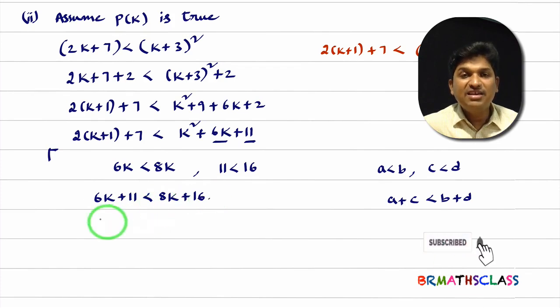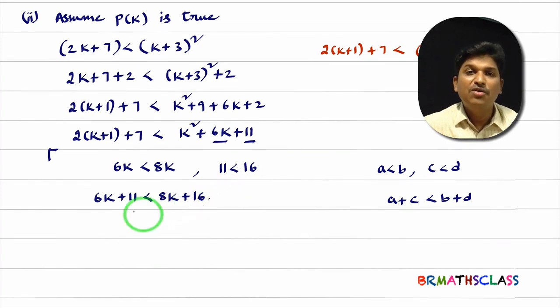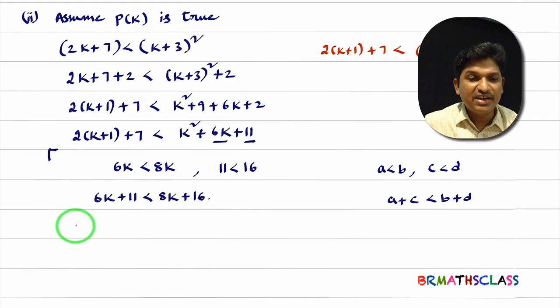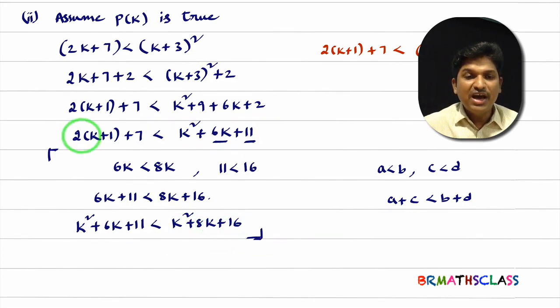I'll add k square on both sides. What is k? k is a natural number. k square is also a natural number. For an inequality, if we add a natural number on both sides, the inequality remains the same. So I'll add k square to this on both sides. You see here what I got. I got k square plus 6k plus 11 is less than k square plus 8k plus 16. So this information I am going to use.